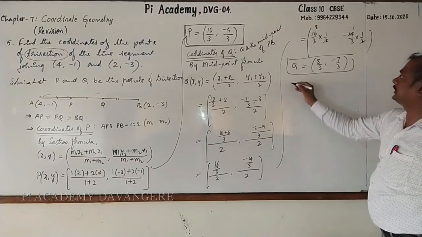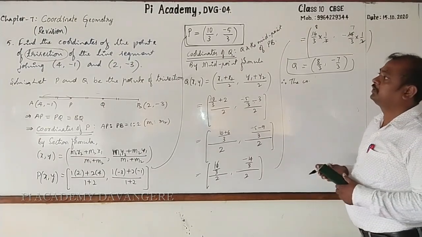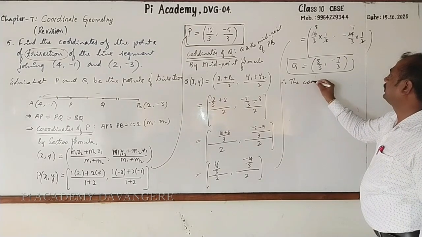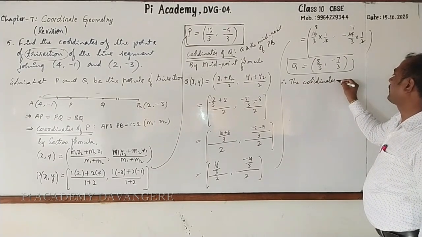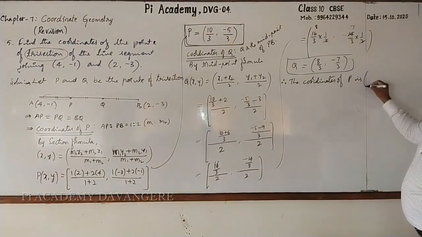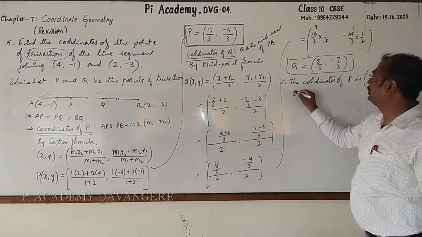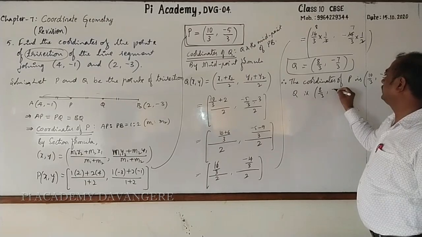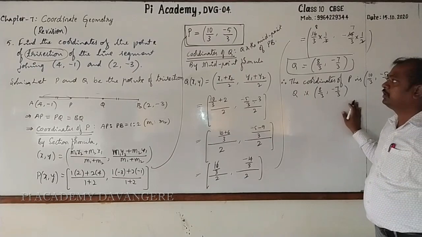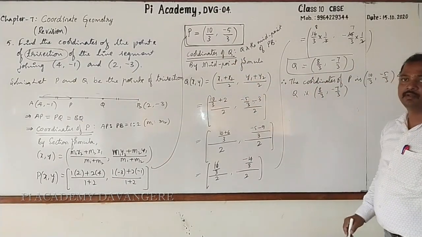So we can write the conclusion as, therefore the coordinates of the points of trisection: the coordinates of P is 10 by 3 comma minus 5 by 3 and Q is 8 by 3 and minus 7 by 3. Followed? Hope that you all have understood this. And even I told you, coordinates of Q can also be found out by using section formula. Let me show you that also.